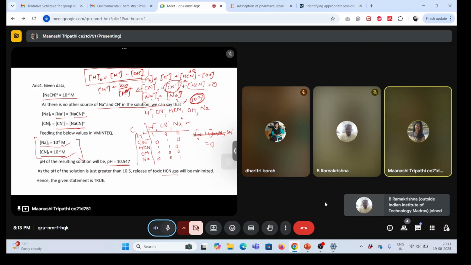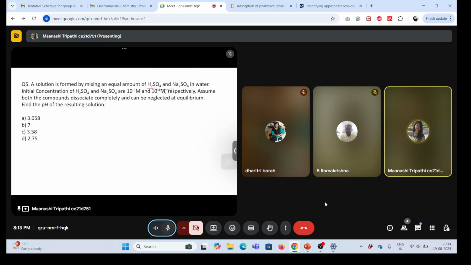Okay, let's talk about the next question. A solution is formed by mixing an equal amount of H2SO4 and Na2SO4 in water. Initial concentrations of H2SO4 and Na2SO4 are 10 raised to power minus 3 and 10 raised to power minus 4 molar. Assume both compounds dissociate completely and can be neglected at equilibrium. So find the pH of the resulting solution.